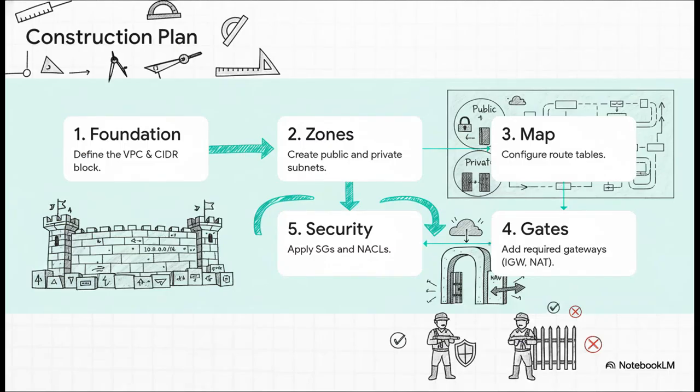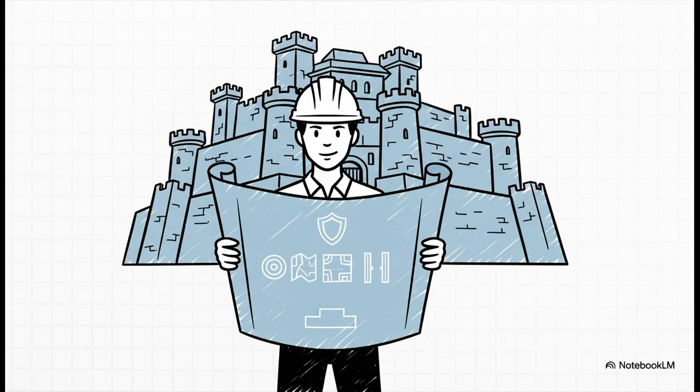And there we have it, the complete construction checklist for your virtual fortress. Step 1, you lay the foundation with the VPC and its address. 2, create your zones with subnets. 3, draw the map with route tables. 4, build the gates. And finally, 5, you set the security rules with your guards, the security groups, and NACLs. By understanding these 5 core pieces, you've really leveled up. You've gone from just being a resident in the cloud to being its architect. You now hold the blueprint to design and build networks that are secure, scalable, and totally isolated in AWS.